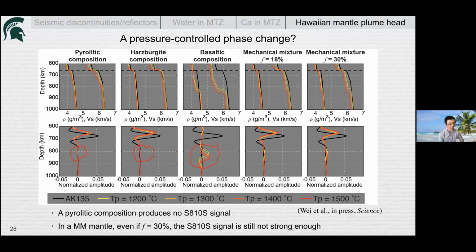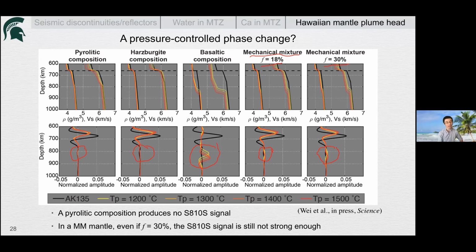However, we know that our mantle is not purely basaltic. So let's assume a mechanical mixture with a basalt fraction of 18%, which is what Xu et al. proposed more than 10 years ago. We even tried another, very large fraction value, which is 30%. We get a little signal that comes from the garnet transition contribution, but still that signal at 800 kilometers is not strong enough. Therefore, we think that just looking at these conceptual end members is probably not good enough to explain our observation.